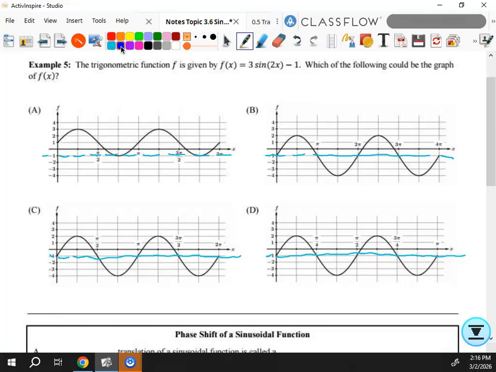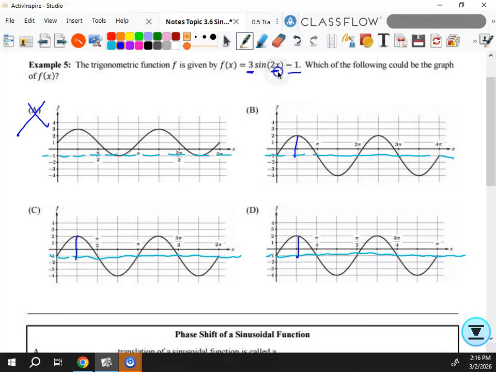Okay, so the first thing I like to look at, because I think it's the easiest one to eliminate something, is the midline. It's a -1. I drew it in for all of them. Clearly, that's not the midline of that one. So A is out. Okay. Then I can look at the amplitude. Well, the amplitude is 3 in all of these, so that really didn't help me any.